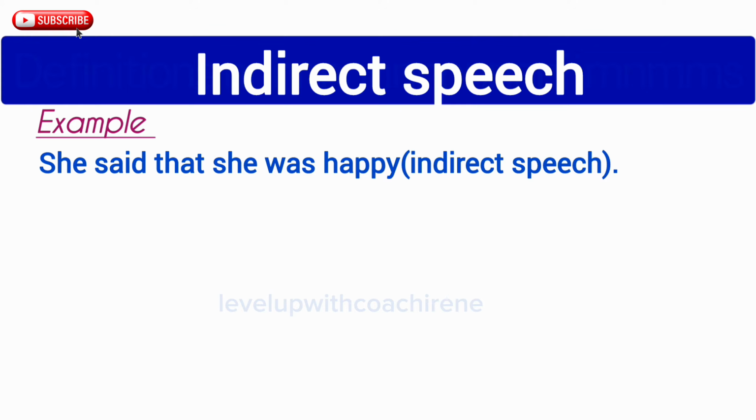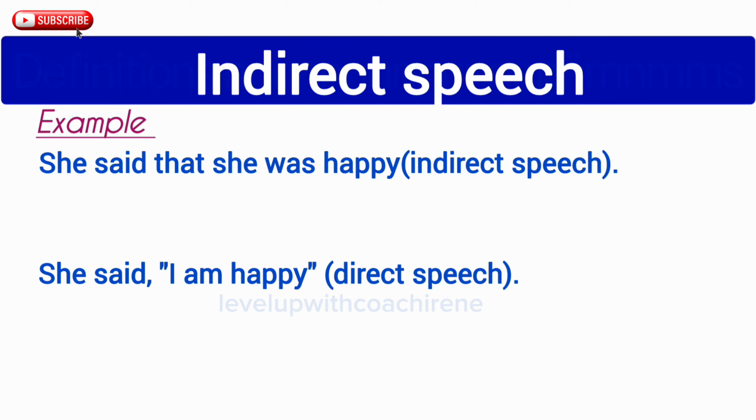This sentence is an indirect speech because the pronoun she changed from I when reported. By that I mean, if it was a direct speech, it should be, she said, "I am happy." This is a direct speech. However, when it is changed into an indirect speech, it becomes, she said that she was happy.